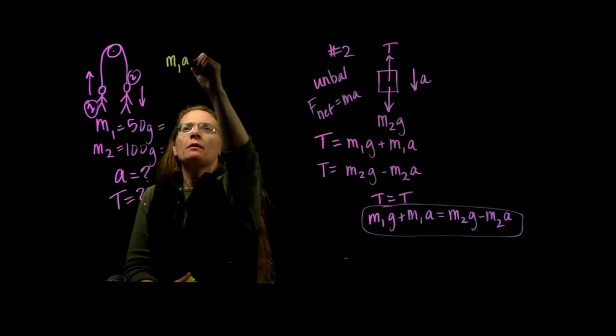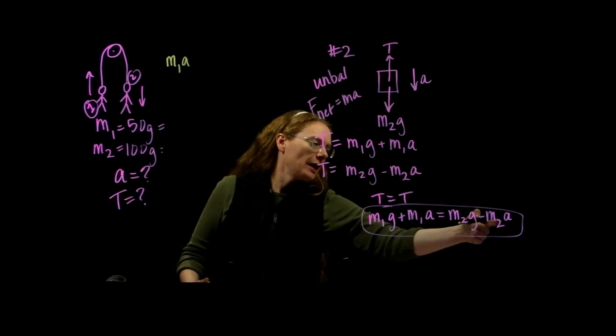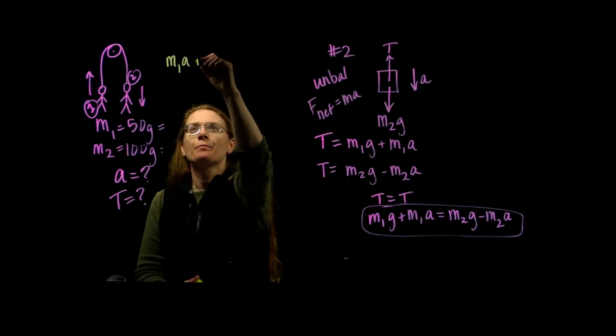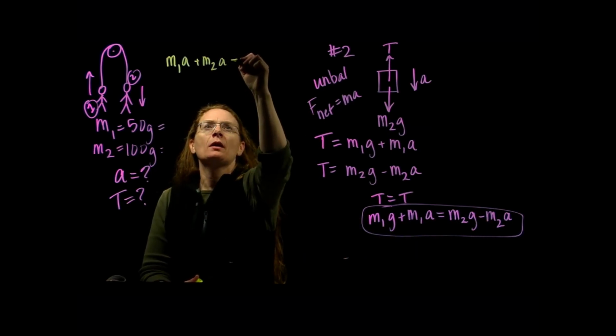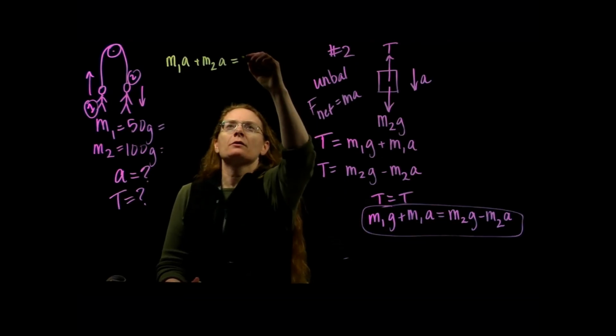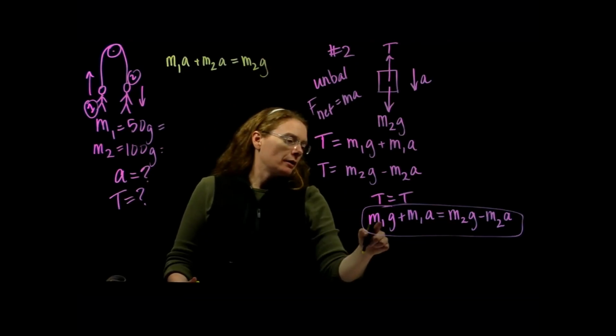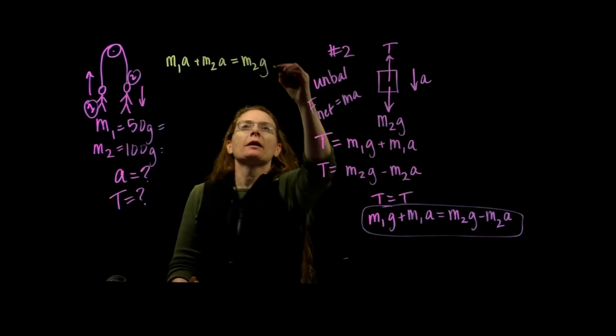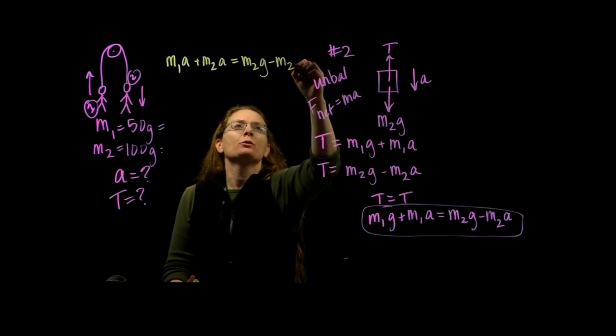We get m1a, so this one stays over here. That one comes over, becomes positive, plus m2a equals, that one stays over on the other side, m2g, and this one comes over and becomes negative, minus m1g.